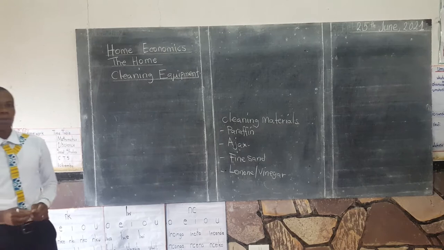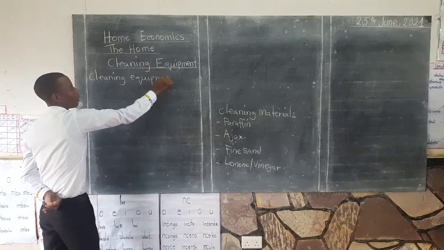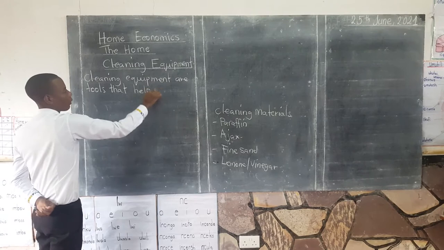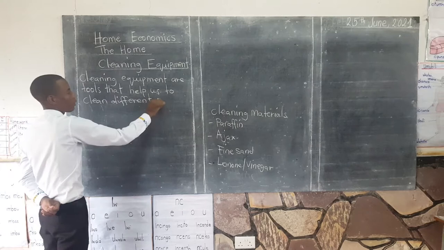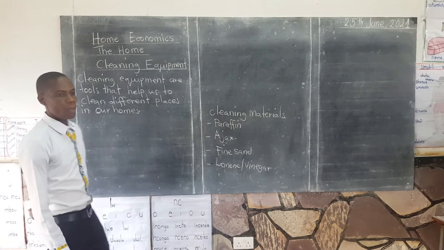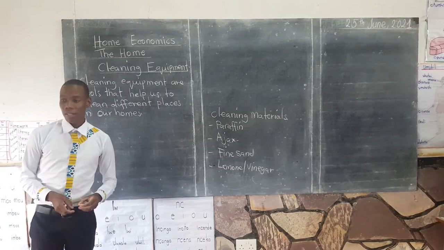We are saying cleaning equipment are tools. These are tools that help us to clean different places in our homes. You're all aware that our homes are made up of different places. We've got living rooms, we've got toilets, we've got bathing rooms, we've got the kitchen. So we use these tools to clean all those different places that we are talking about.